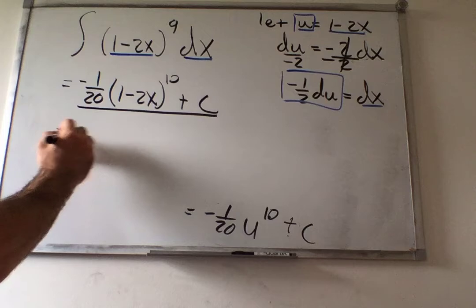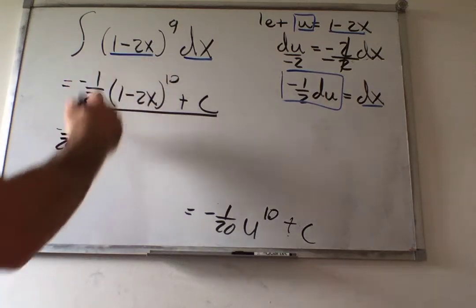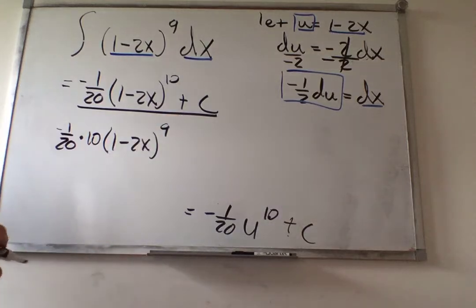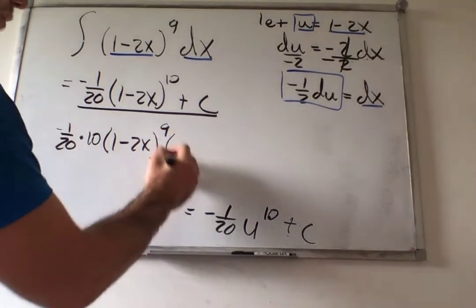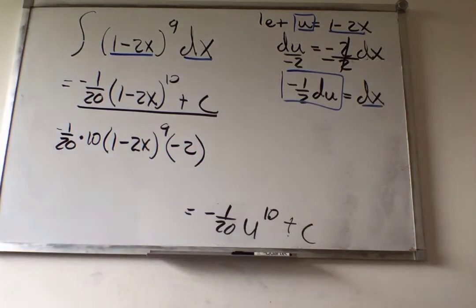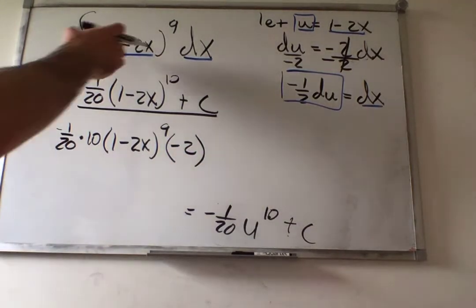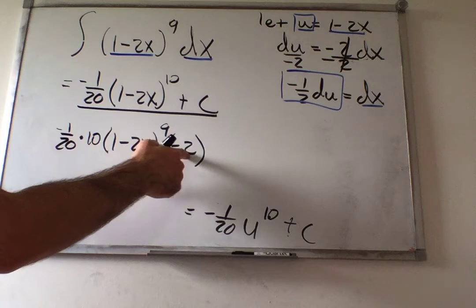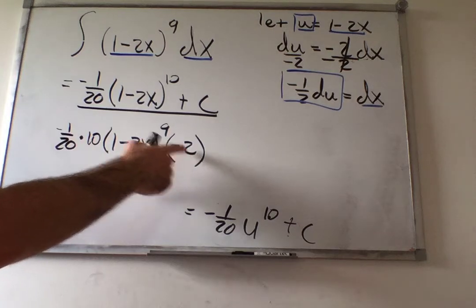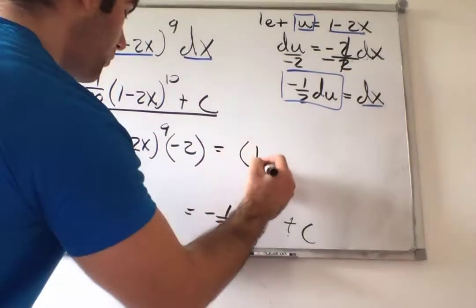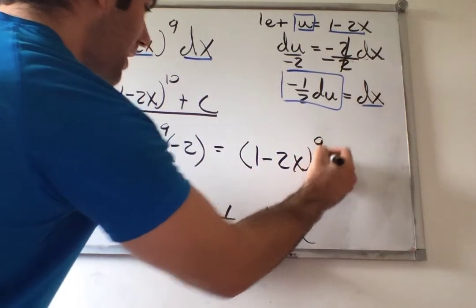So, -1/20, the power will bring the 10 out front, (1 minus 2x) to the 9th power, got to drop the power by 1, but then multiply by the derivative of the inside. The derivative of the inside is -2, as we saw earlier. Every time we take a derivative of this function here, a -2 is going to come out. So we got 10 times -2 is -20. -20 divided by -20 is 1. So all we're left with is (1 minus 2x) to the 9th power.